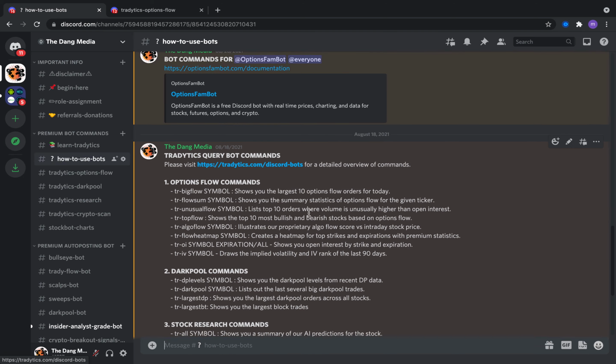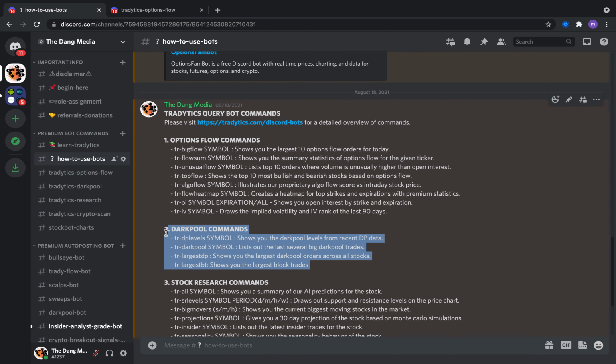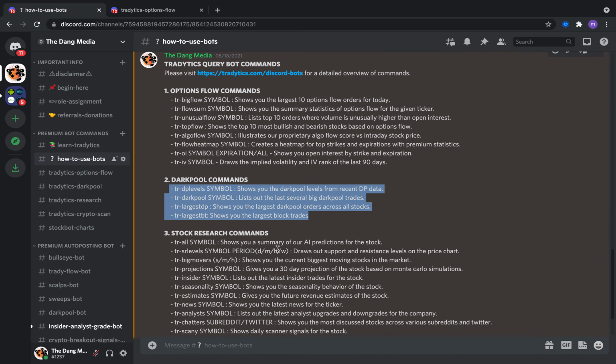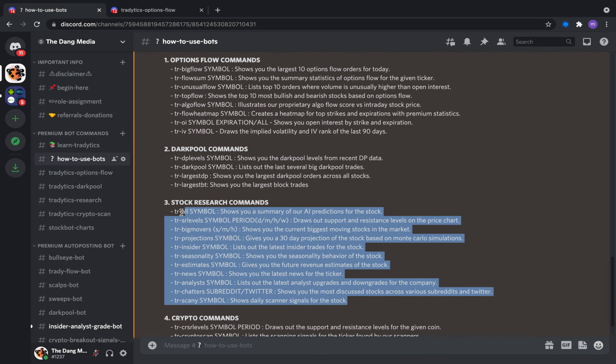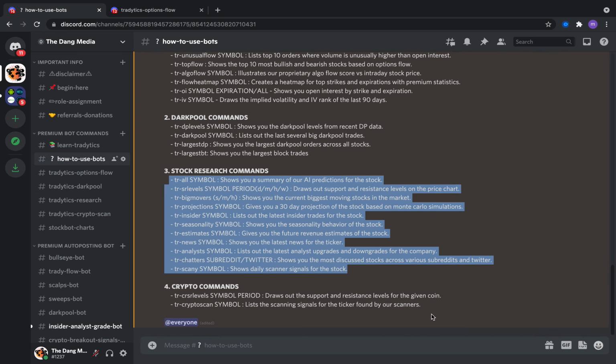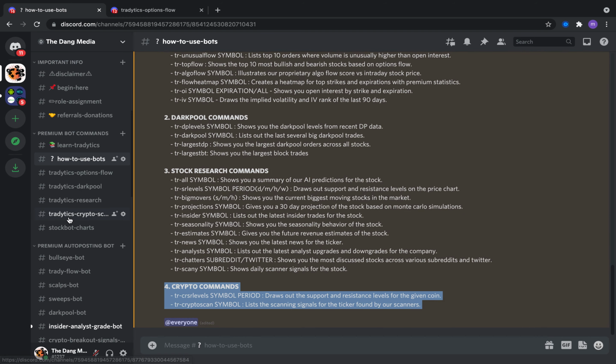All of the dark pool commands, so now we're moving on to number 2. All of the dark pool commands, we want to keep it in this text channel, Tradytic's dark pool. All of the stock research commands, we want to keep it in Tradytic's research. And then all of the crypto commands, we want to keep it in the crypto text channel.